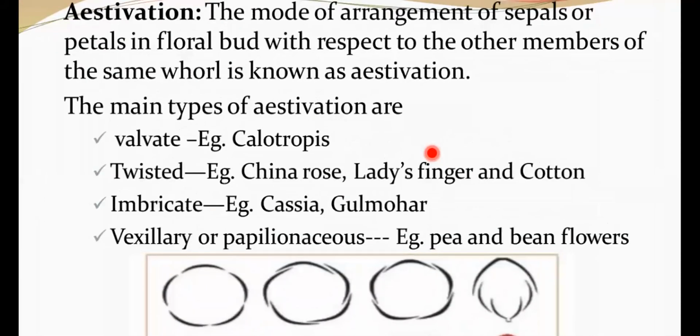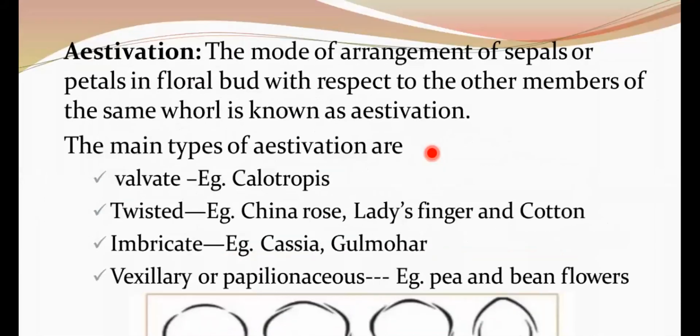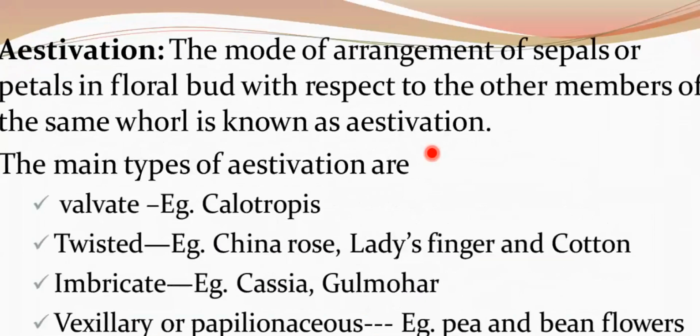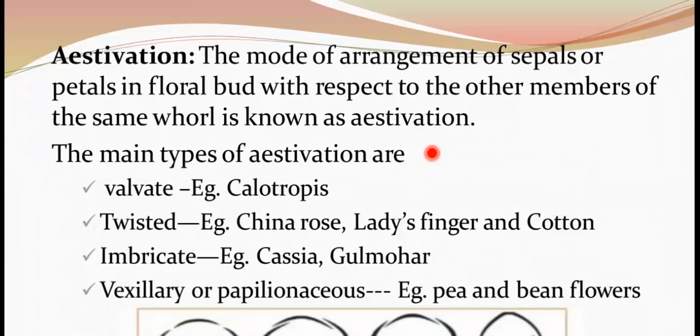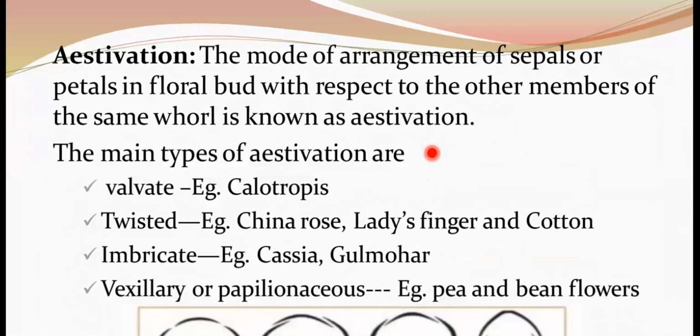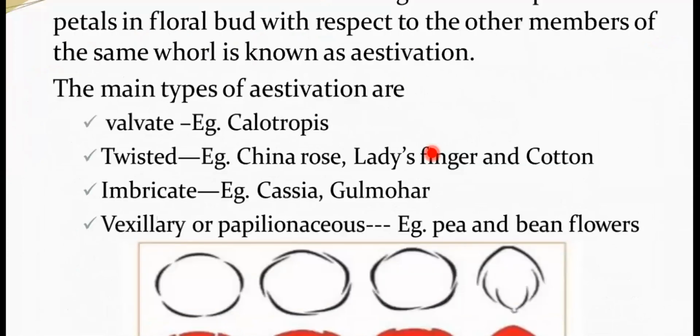Let us come to the next part, that is aestivation. So what is aestivation? The mode of arrangement of sepals or petals in the floral bud with respect to the other members of the same whorl is known as aestivation. There are four main types of aestivation here. What are those four main types? Valvate, twisted, imbricate, vexillary or papilionaceous.